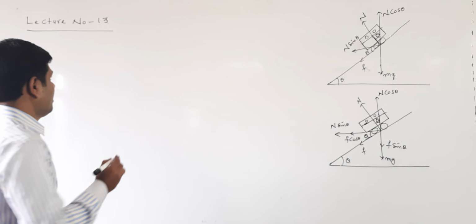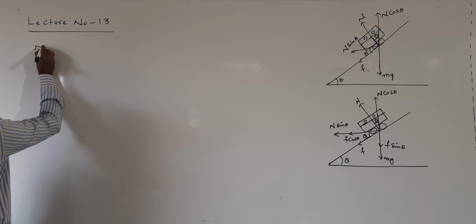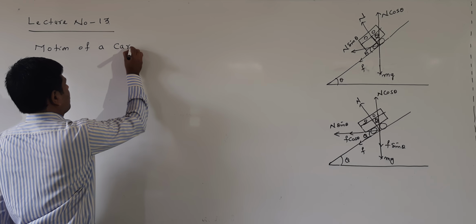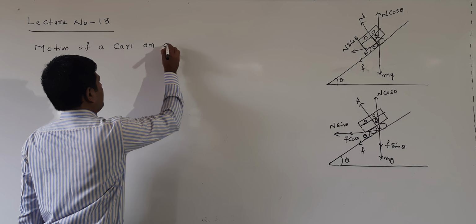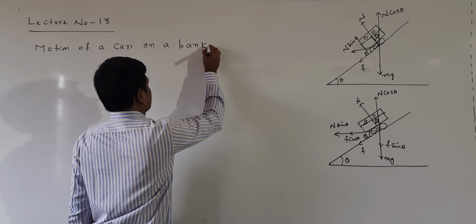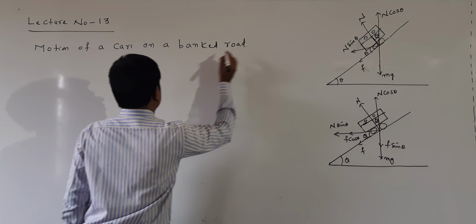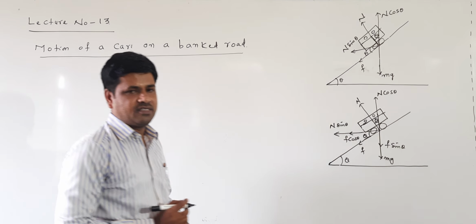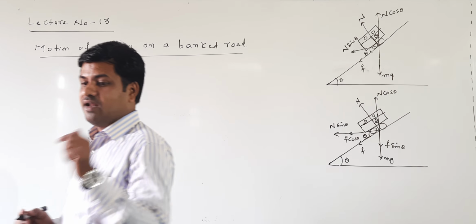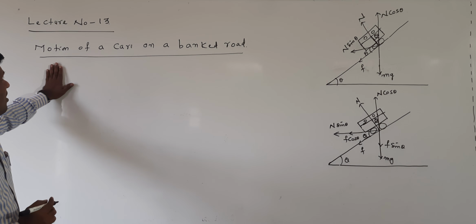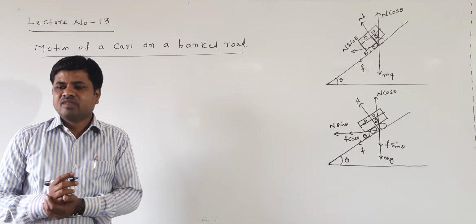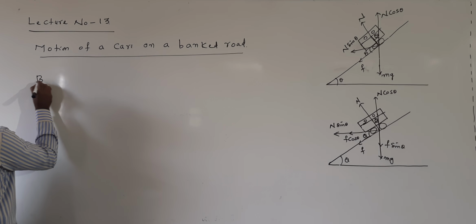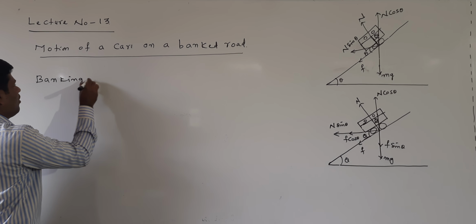Today we are discussing the motion of a car on a banked road. Banked road means, yesterday we discussed the motion of a car on the level road. Here, the motion of a car on a banked road. First of all, what is the banking of a road? We will discuss that first.